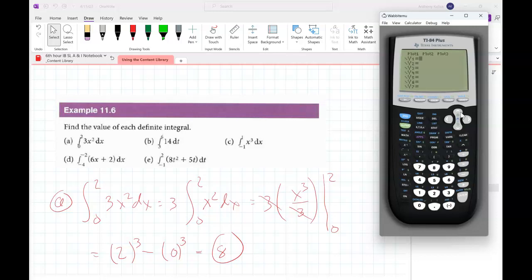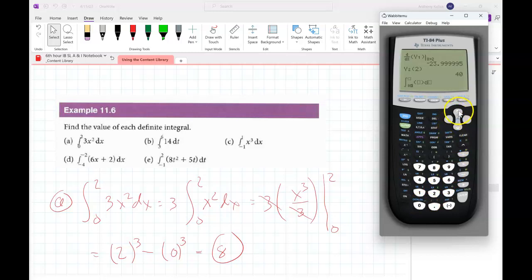I think the easiest way to do this on your calculator is go ahead and type the function that we're integrating into y1. So into y1, I'm going to type in 3x squared. After that, I'm going to exit to the main screen and press Math. And I'm going to scroll down to command 9, which says fnInt. So there's my integration symbol.